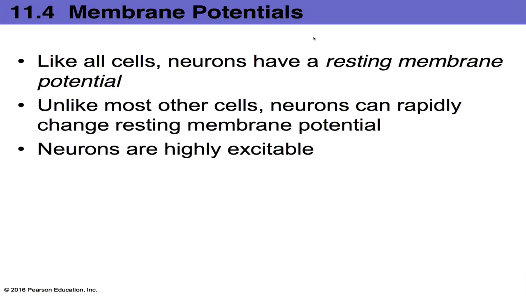We learned that muscles have a resting membrane potential a couple chapters ago, and neurons too, just like all cells, also have a resting membrane potential. However, unlike most other cells, neurons have the ability to rapidly change the resting membrane potential. Neurons are said to be highly excitable cells.